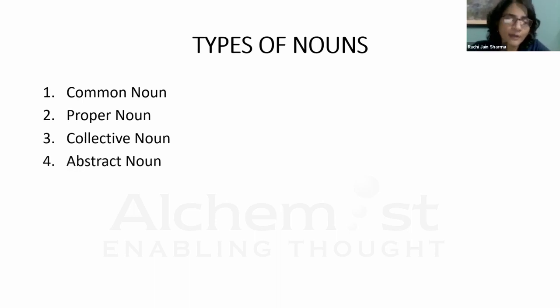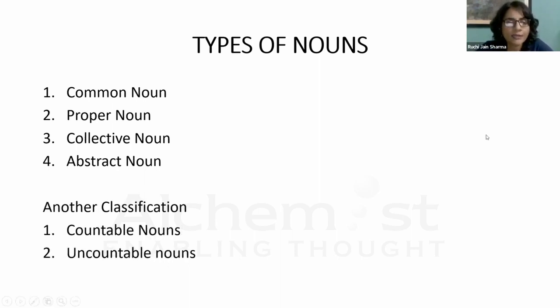And fourth, you have abstract noun, which I've already explained, something which is not tangible, which you cannot hold. So love, friendship, integrity, wisdom, honesty, these are all abstract nouns. The other classification, like I told you, was countable and uncountable nouns. All right, so this classification is clear to everybody?